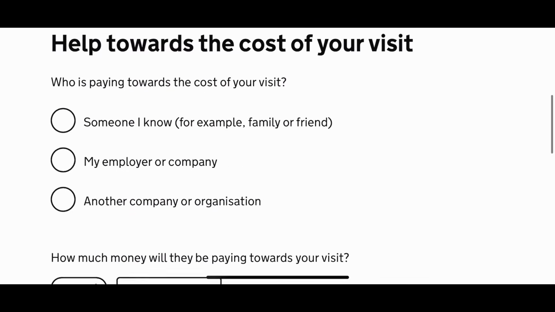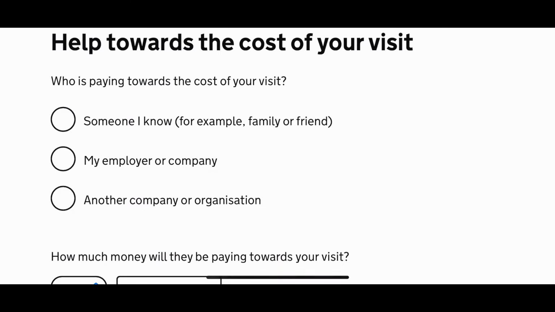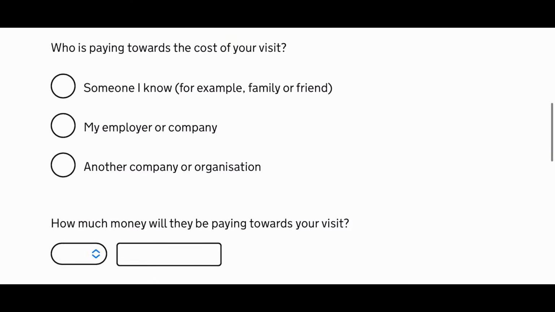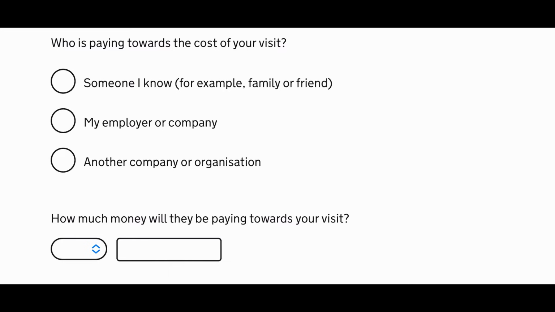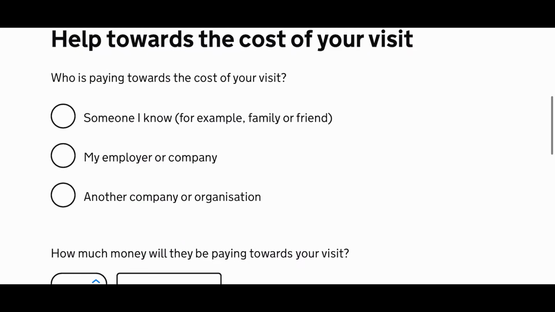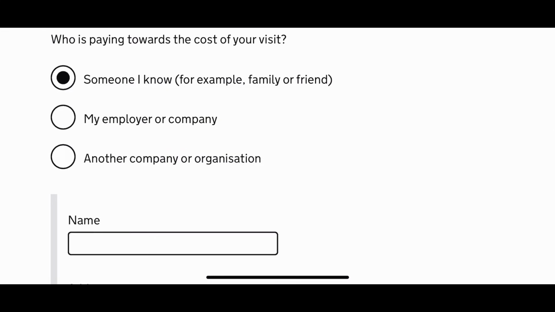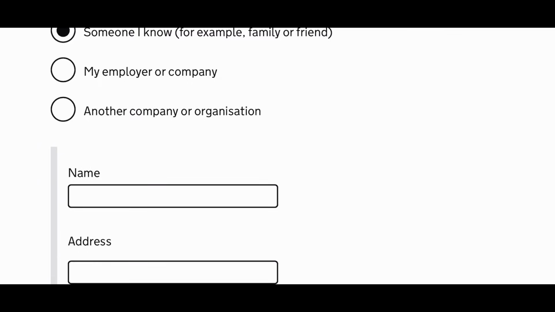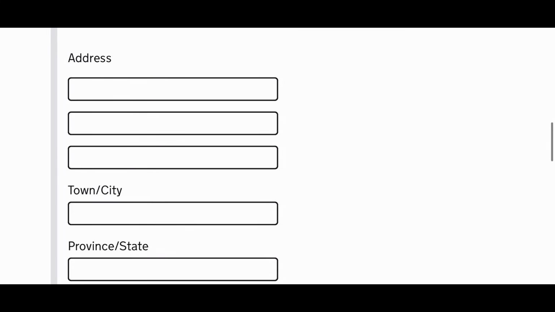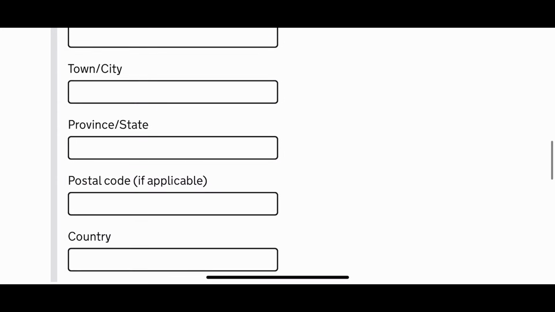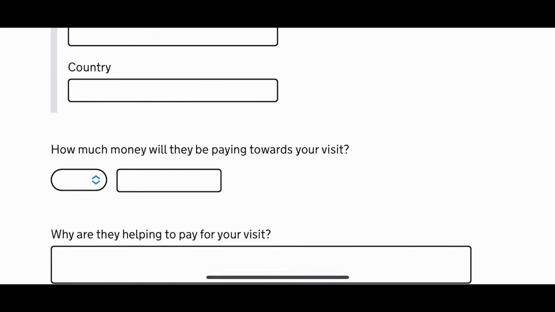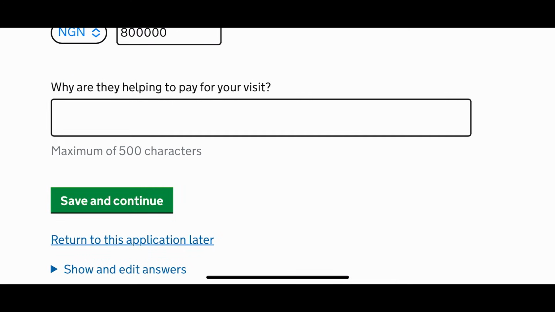Here they want you to specify if it's family, friend, employer, company, organization, whatever it is, just tick. Yeah, so this part where they ask about how much money will be paid towards your visit, you have to make a rough estimate of how much the visit costs in total, and then put it there. You can also consider the little amount that the applicant has said that they would pay and minus it, but it doesn't have to be that strict. You can put the full amount.